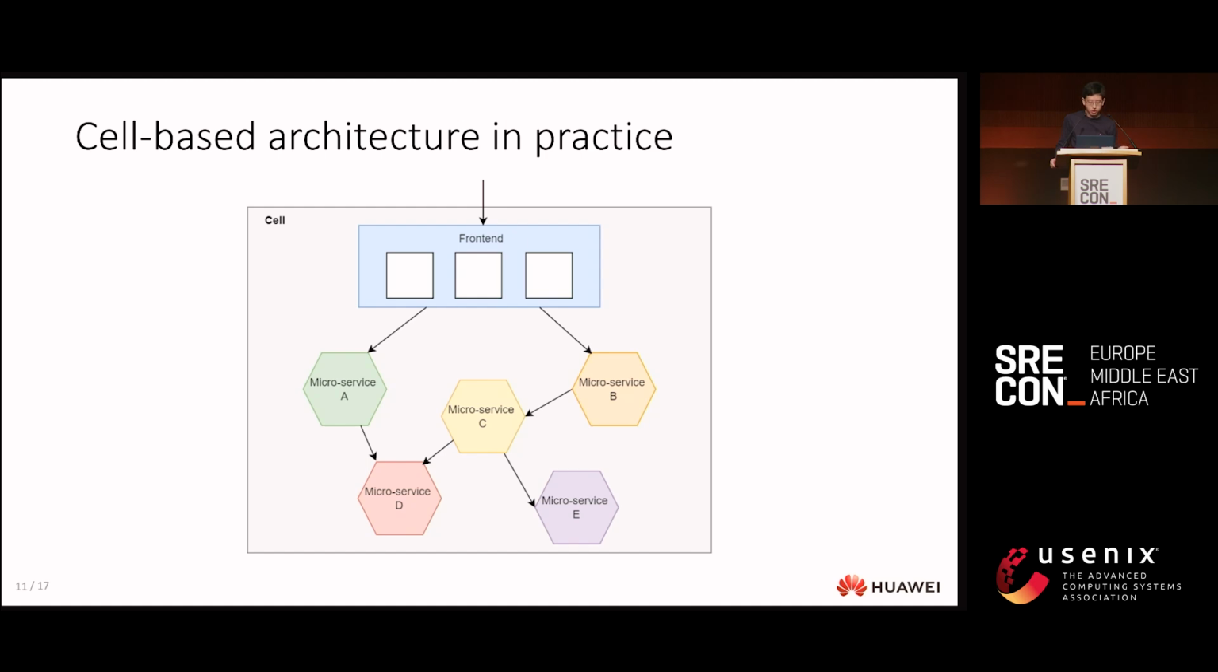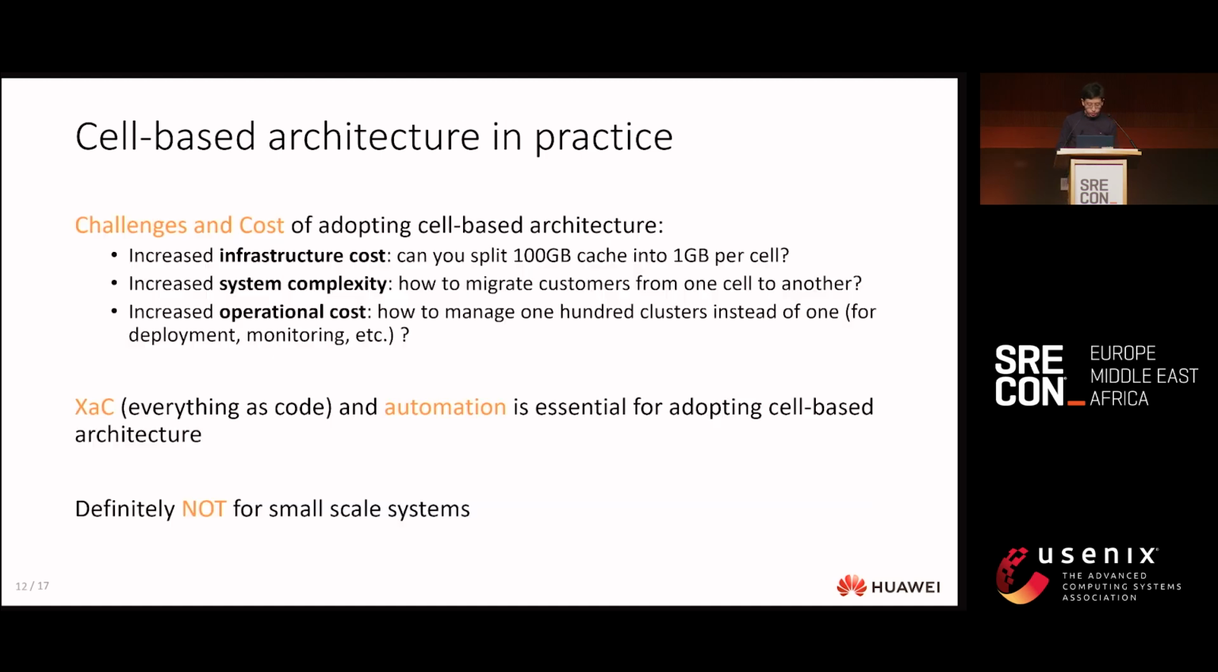It may cause more complicated cascading failures, for example. So this is a high-level example of how a single cell looks. Usually, you may have a microservice as the front end, and then you have many other microservices interacting or with dependencies between them. So that's for a single cell.